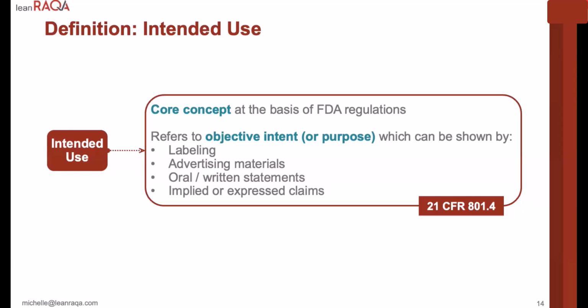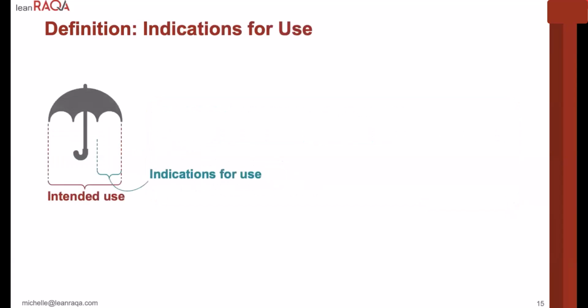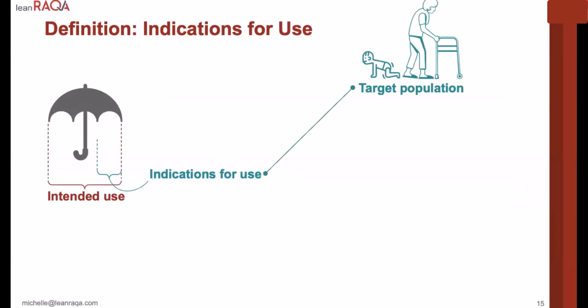The definition of intended use is the core concept at the basis of the FDA regulations. It refers to an objective intent or purpose, which can be shown by labeling, advertising materials, oral and written statements, and implied or expressed claims. You can think of your intended use like an overarching umbrella where your subsets of indications for use fit underneath the scope of that umbrella.